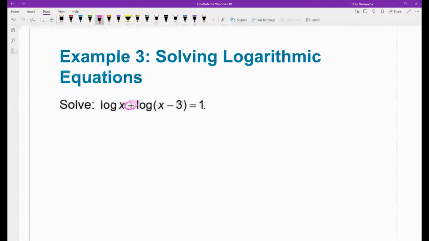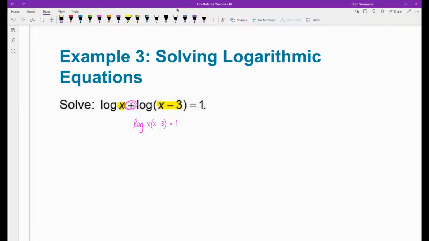So how do I bring together addition? Well, hope you remember that that's going to be multiplication. So this is going to be x. I'm going to multiply my two arguments. So I multiply x and x minus 3, and that equals 1. Again, now I'm ready. I have a single log with no coefficient.